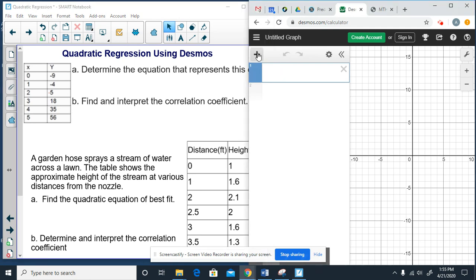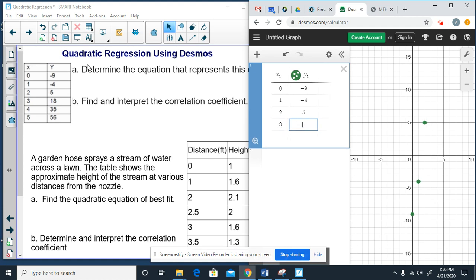So let's go ahead. We're going to add item. We're going to add a table. This is also the first step that we did when we did linear regression. So here we're going to enter all of those. We've got 0 and -9, 1 and -4, 2 and 5, 3 and 18, 4 and 35, 5 and 56.